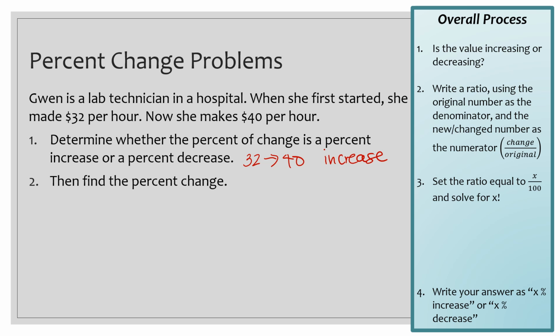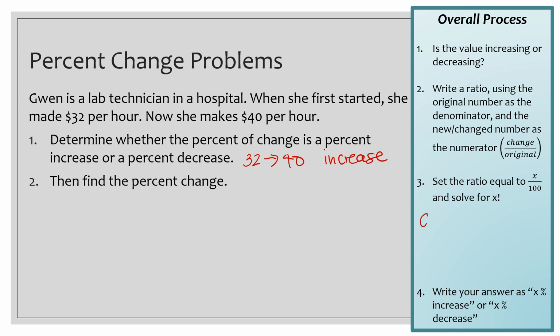So increase, pretty nice there. So it says write a ratio using the original number as the denominator and the new changed number as the numerator. I just like to think of it as change over original. Okay, so that's what we're going to do for that one. And then it says set the ratio equal to 1 over 100, then solve.